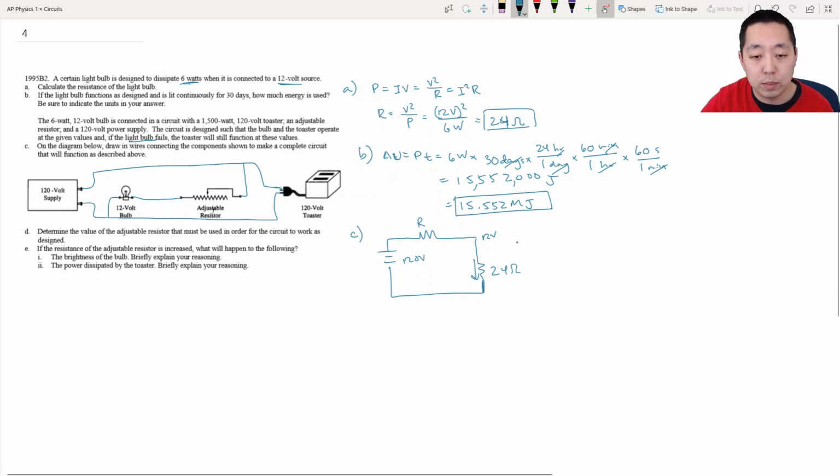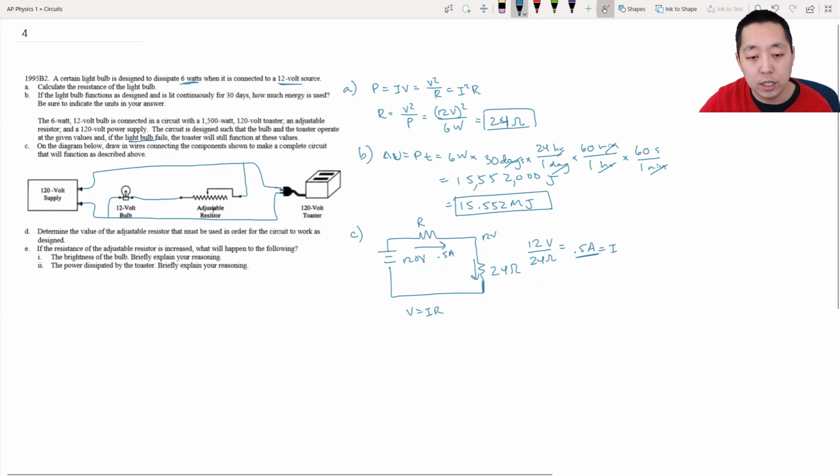Also, how much current do I need through here? Well, I know it's 12 volts across this resistor. 12 volts over 24 ohms, V over R, is 0.5 amps. So I know I need a current of 0.5 amps to go through here, but that also means I need 0.5 amps to go through the adjustable resistor. So again, this is V equals IR.